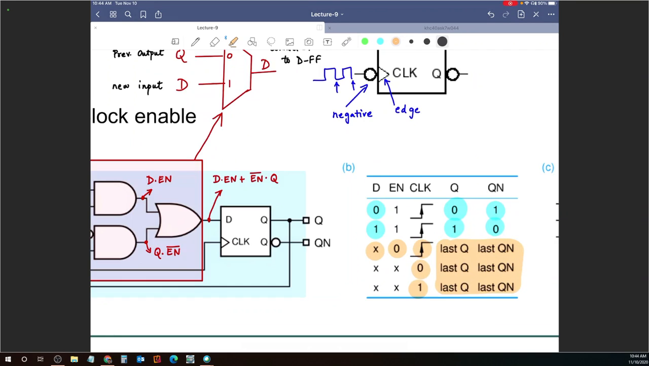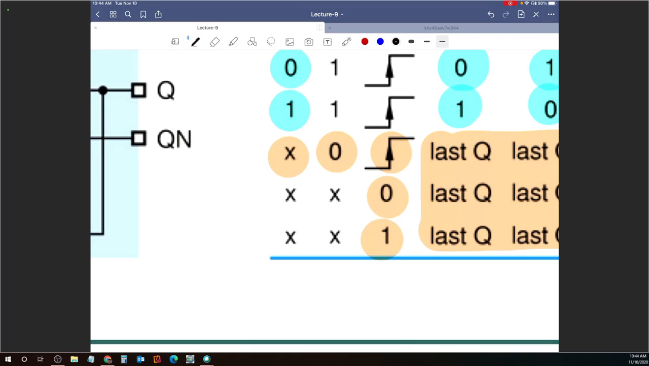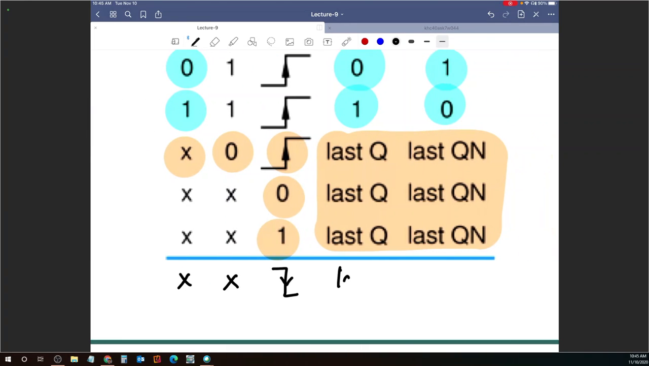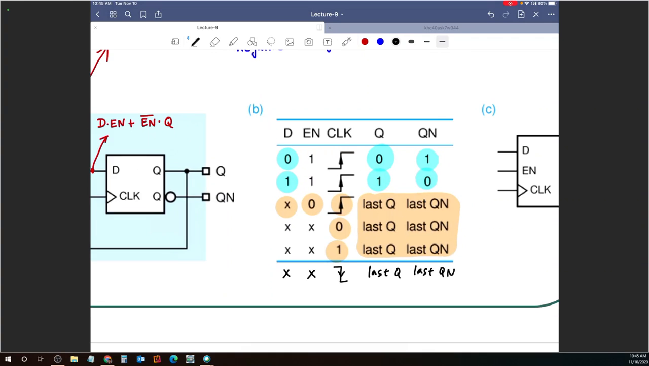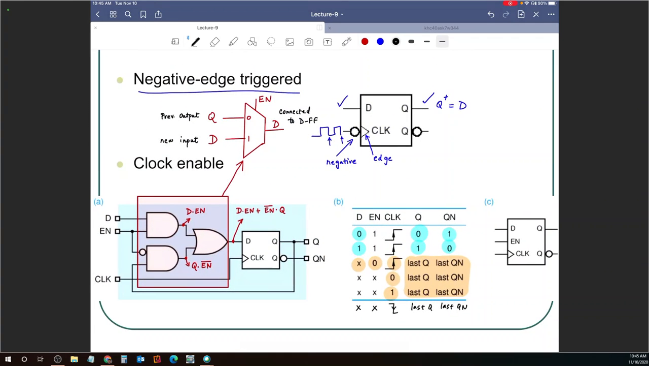Actually, I should include this here. I should include 0, 1, and also the negative edge, right? X, negative edge, last Q. Nothing, like no aspect of the clock can change the next output. Even this should be highlighted in this.